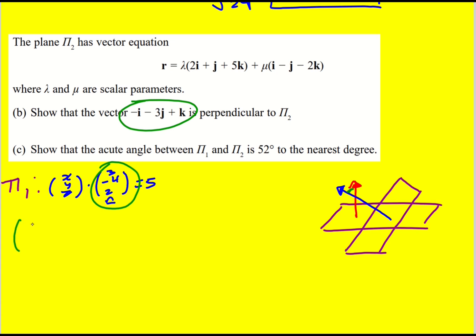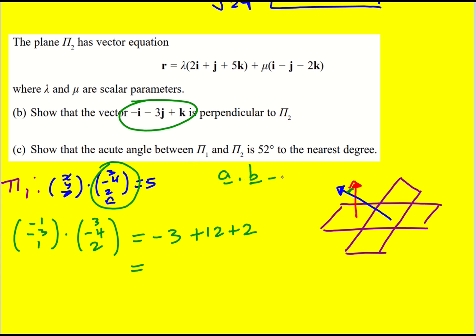So we're going to look at minus 1, minus 3, 1, dotted with 3, minus 4, 2. And we're going to work it out in two different ways. First of all, the quick way, which is to multiply the components, minus 3 plus 12 plus 2. And then the other way, which is to do the magnitude. So we've got A dotted with B, as well as equaling AX BX plus AY BY plus AZ BZ, is the magnitude of A times the magnitude of B times cos theta.